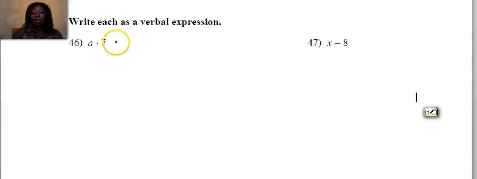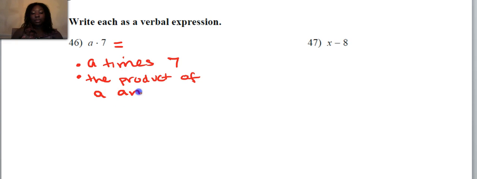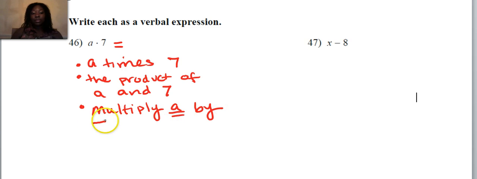So how can you say this in words? Well, like you would say it, a times 7 is a good answer. A times 7. There are other ways you can write this. The product of a and 7. You can also say multiply a by 7. There are many ways you can write this, and that's okay.